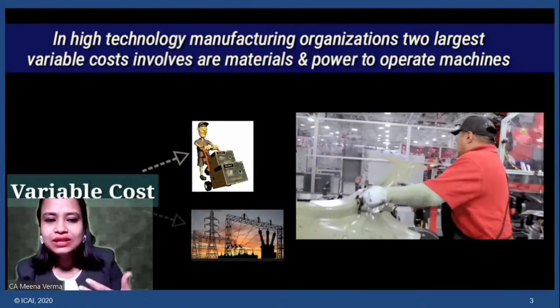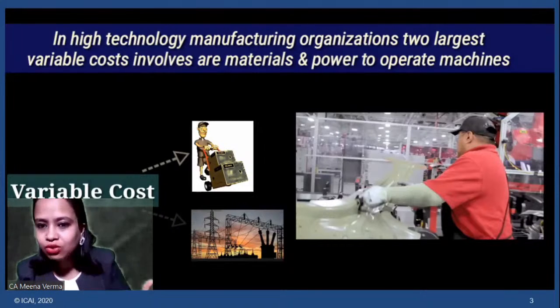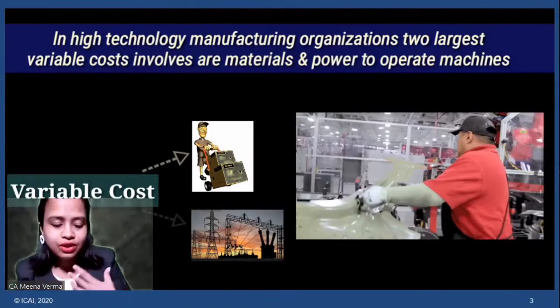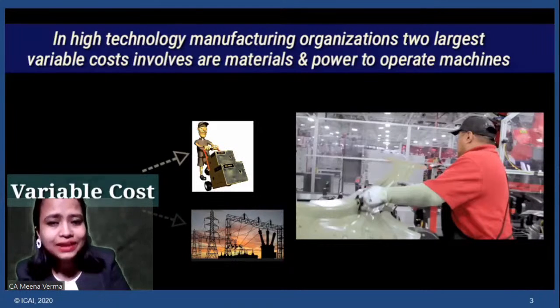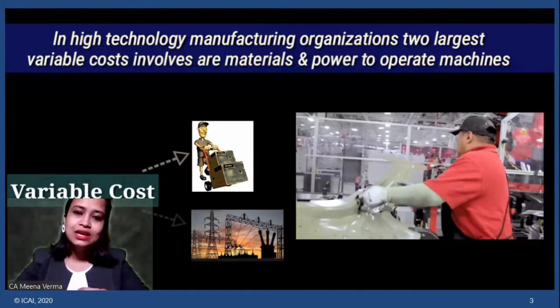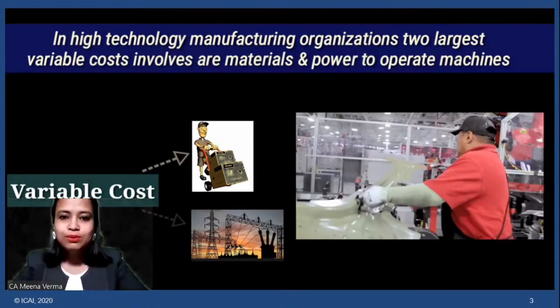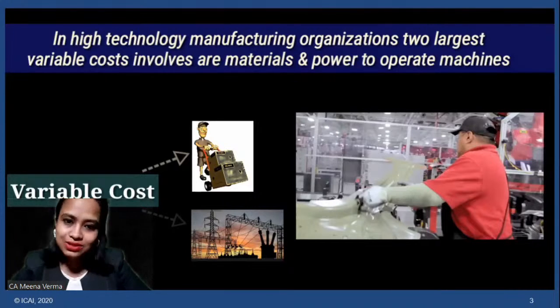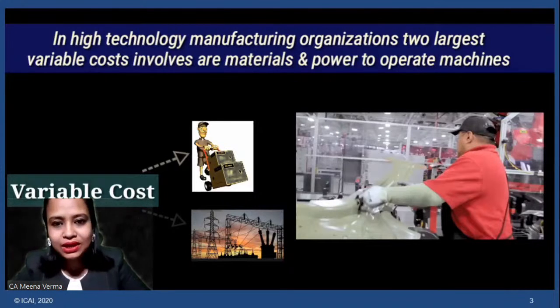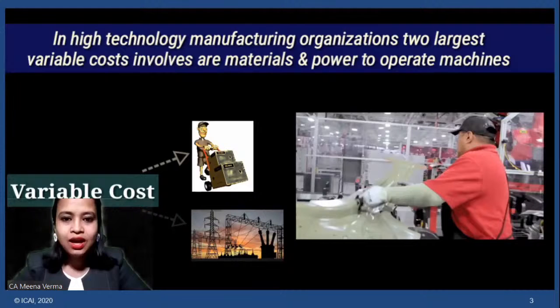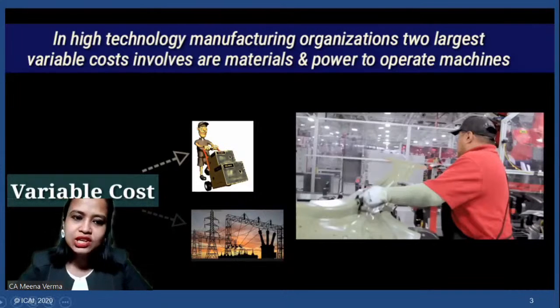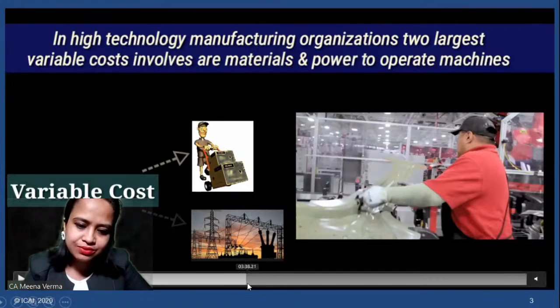So you can see here, in case you are working in an organization in which you are using high technology, in that case the main variable cost will be material cost and electricity cost. Electricity cost is a main variable cost, ठीक है. While we will not consider labor costs here, we don't have much labor cost at this place, ठीक है.